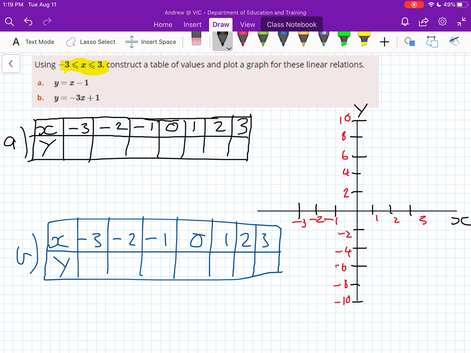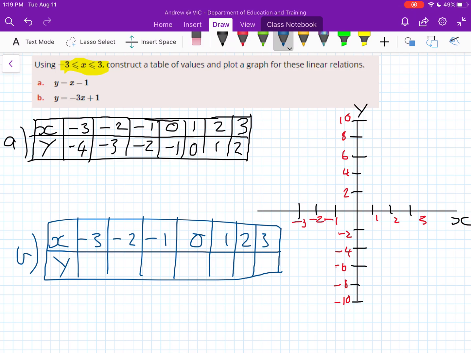So our first x value is -3, so our y value here is going to be -3 take 1, which is -4. Our next one will be -2 minus 1, which is -3, and you'll soon see a pattern here whenever you're doing these, and it becomes a lot easier to fill these out. So 0, 1, and 2 will finish that off. And then we'll do our second one, and this one's going to be in blue.